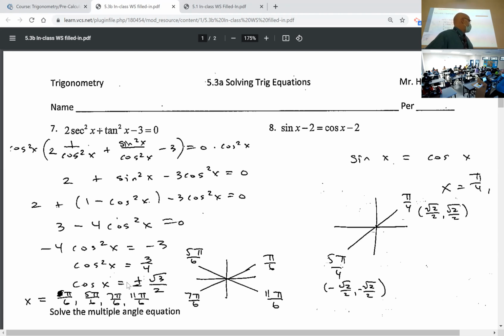And cosine x then is equal to plus or minus the square root of 3/4, which is square root of 3 over 2. Where does that happen? Pi over 6, 5 pi over 6, 7 pi over 6, and 11 pi over 6. So keep your unit circles handy. This is just like the one we just did, except it's sine x minus 2 is equal to cosine x minus 2. That happens at pi over 4 and 5 pi over 4.